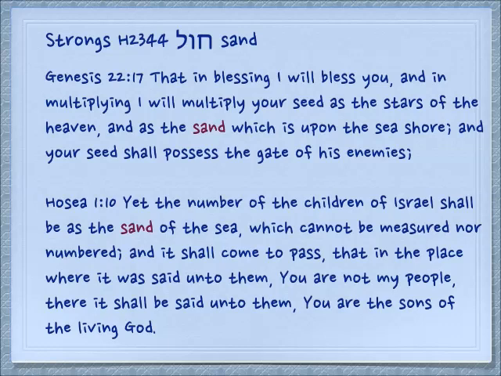Genesis 22:17, "That in blessing I will bless you, and in multiplying I will multiply your seed, as the stars of the heaven, and as the sand which is upon the seashore, and your seed shall possess the gate of his enemies." Hosea 1:10, "Yet the number of the children of Israel shall be as the sand of the sea, which cannot be measured nor numbered. And it shall come to pass that in the place where it was said unto them, 'You are not my people,' there it shall be said unto them, 'You are the sons of the living God.'"